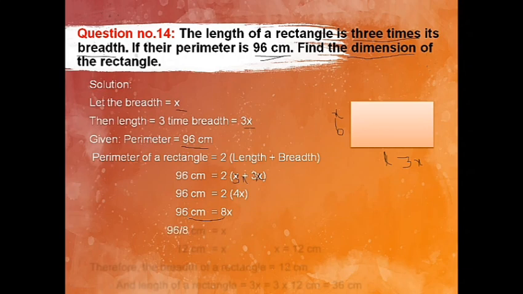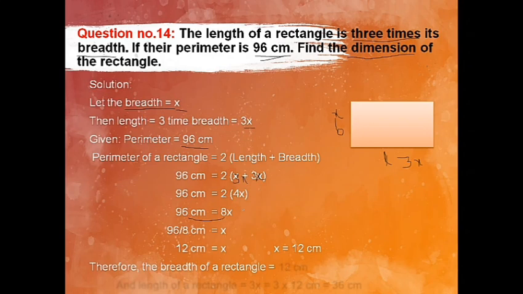So that is 96 divided by 8 centimeter equals x. Therefore 96 divided by 8 is equal to 12. That is 8 into 1 and 8 into 12. Okay, so 12 centimeter is equal to x. So here we got x equals 12 centimeter, and x is nothing but the breadth. It means we got breadth as 12 centimeter. Therefore, the breadth of the rectangle equals 12 centimeter.